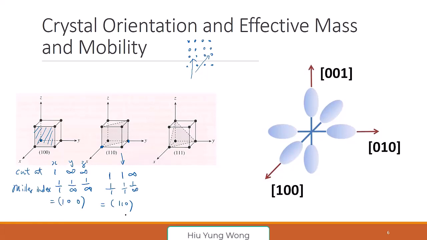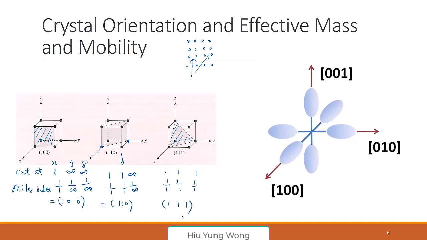How about this last one? Where does it cut at X? Someone tell me. Where does it cut at X for this shaded plane? This one's supposed to be easier than the first one. Where does it cut at X? Or all of them? It cuts 1 for all of them. Exactly. Then 1 over 1, 1 over 1, 1 over 1 still gives you 1, 1, 1. Okay, so this is the 1, 1, 1 direction.